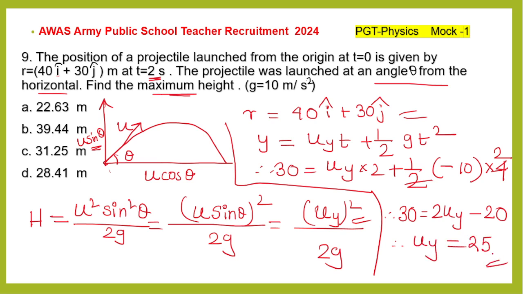Okay, now put this value here. 25 into 25 by 2 into 10. Now if we solve this one, we will get option number C. Option number C, that is 31.25, is your correct answer. I hope you understood it.